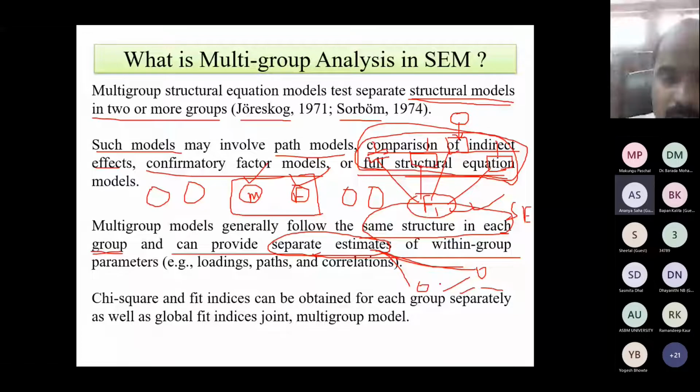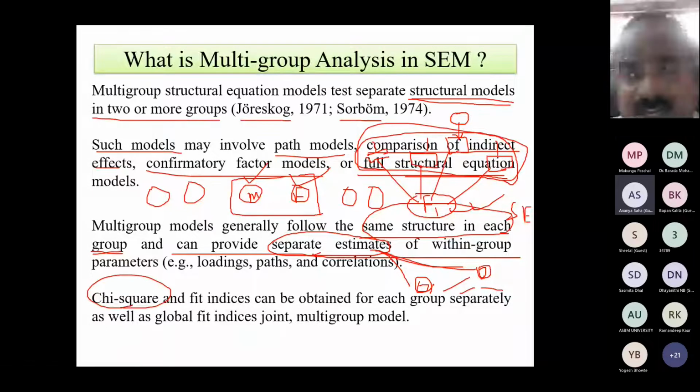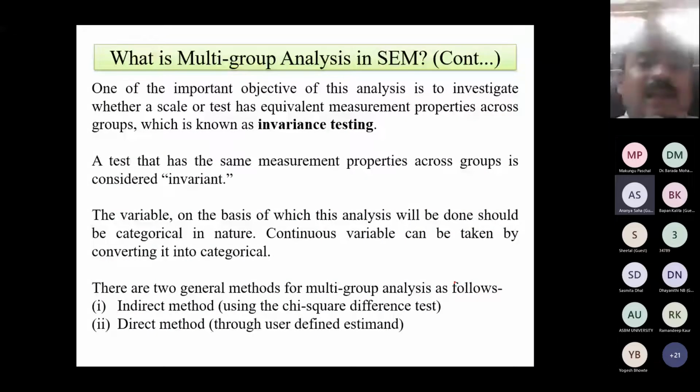One of the most important ways of knowing whether the results or estimates are significantly different or not is to compare the chi-square result. We can compare the chi-square result to say whether the estimates are significantly differing from each other or not. We will explain that. So what is the multi-group analysis?